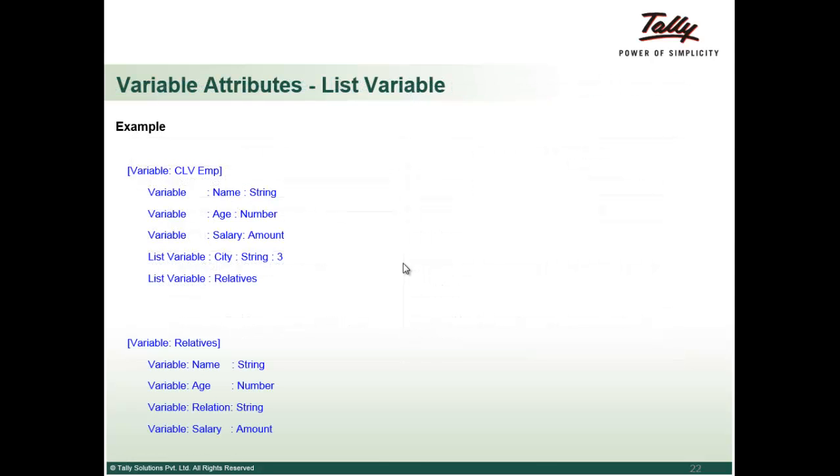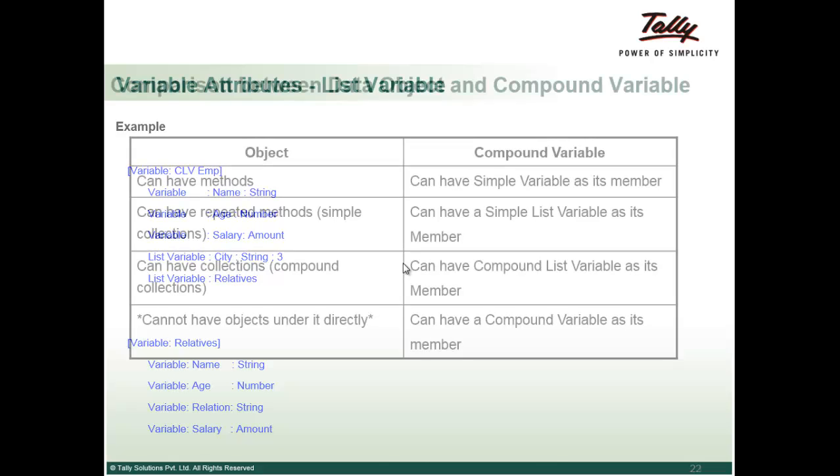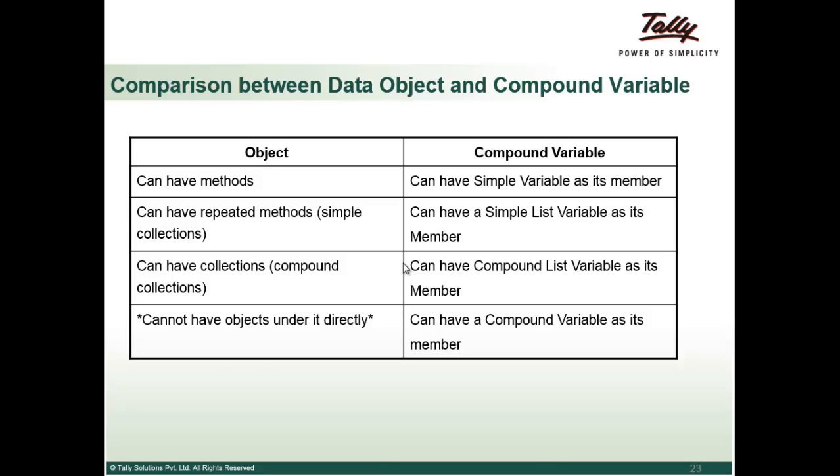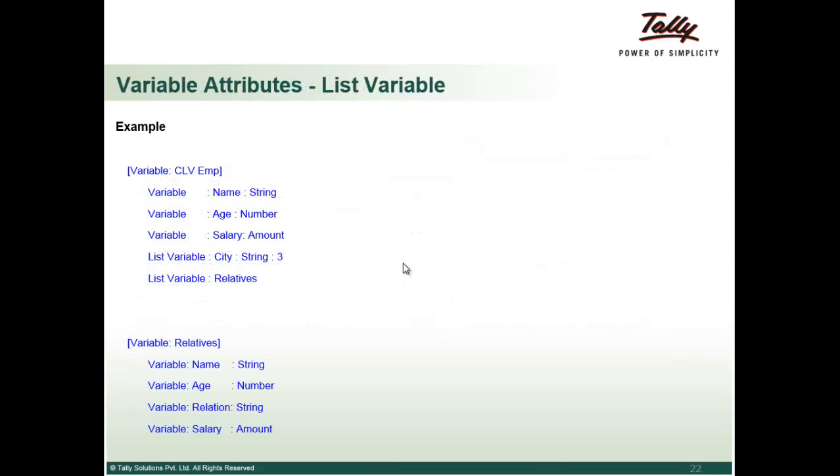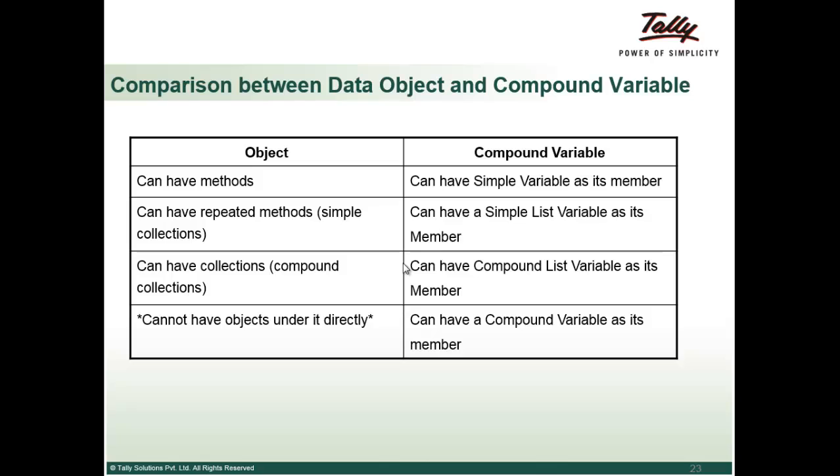So here we see that there is a compound variable CLV_emp, and we saw in the table that it can have a simple variable as its member. So a simple variable is the variable name. Name is a simple variable. So the compound variable has a simple variable as a member. You can just relate it to a method of an object. And here it says an object can have repeated methods, that is, a simple collection.